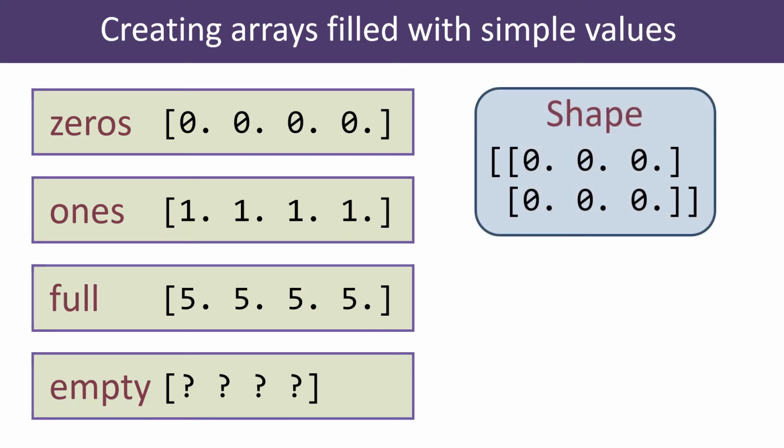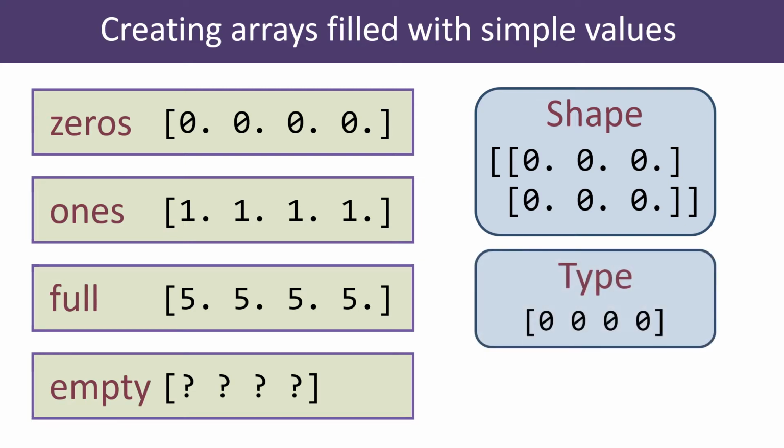Each of these functions can create an array of any shape and rank. Each function can also create data of any type, including integers, unsigned integers, and floats of any size. Finally, each of the functions has an equivalent like function that creates an array of the same shape and type as a supplied template array. We will now look at these functions in more detail.